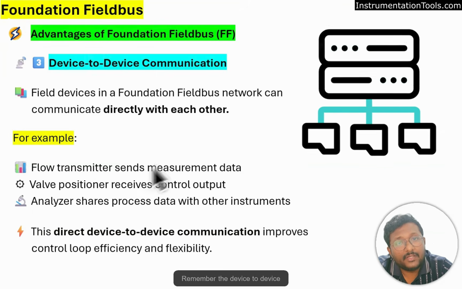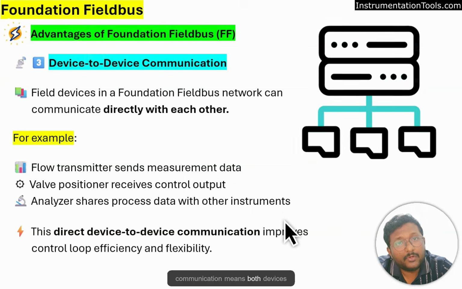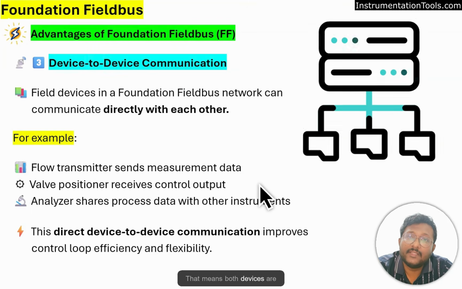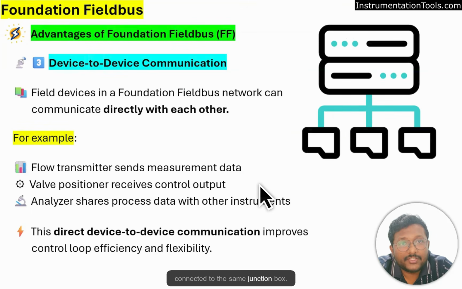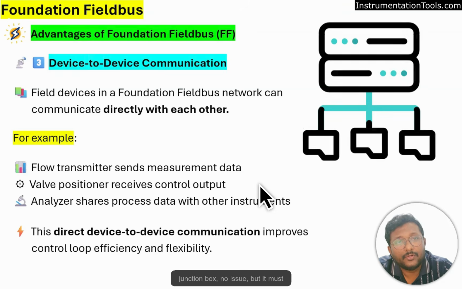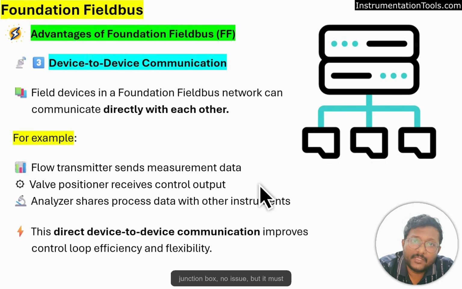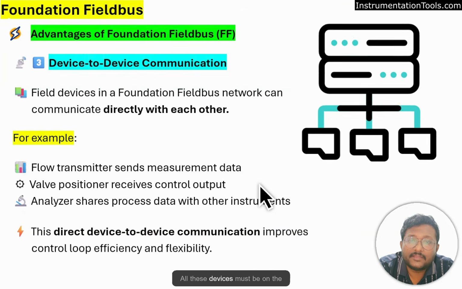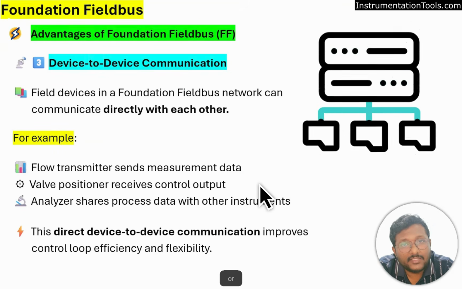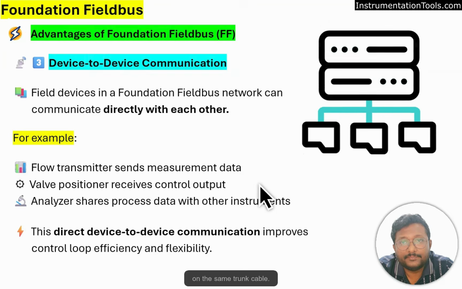Remember, device to device communication means both devices must be on the same network. That means both devices are connected to the same junction box. They may be connected to different fieldbus barriers inside the junction box, no issue, but they must be connected to the same junction box. All these devices must be on the same network, on the same segment, or on the same trunk cable.